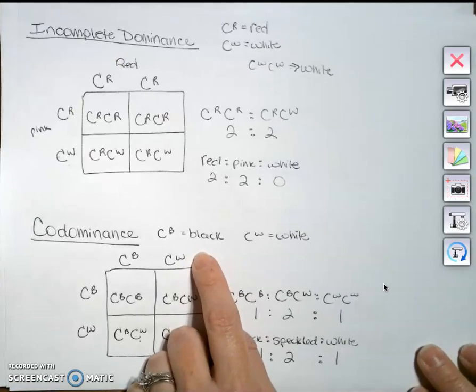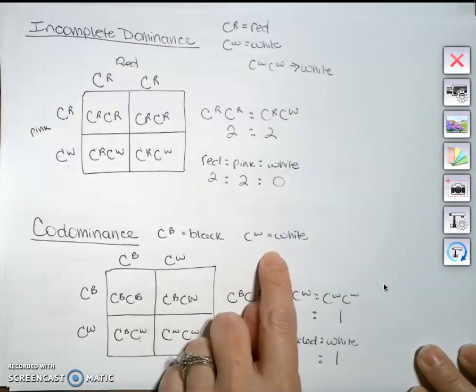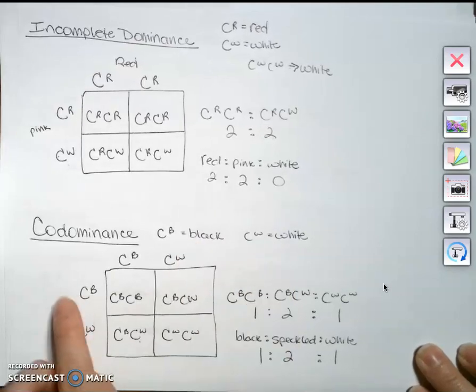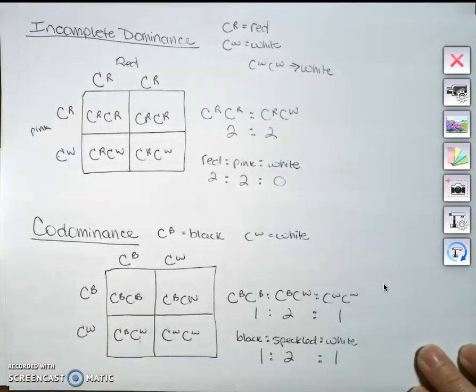It's just so cute. CB is a black feather gene. CW is a white feather gene. And so what we have here is two heterozygote chickens that are mating. And these heterozygote chickens, you can go back and look at the PowerPoint, they're really cool looking. They're speckled. So they actually have black feathers and white feathers. They don't have gray feathers. That would be incomplete dominance. But they have fully black feathers and fully white feathers side by side.